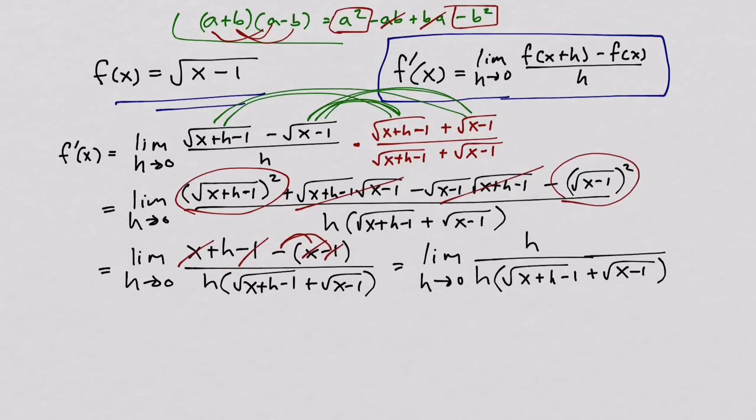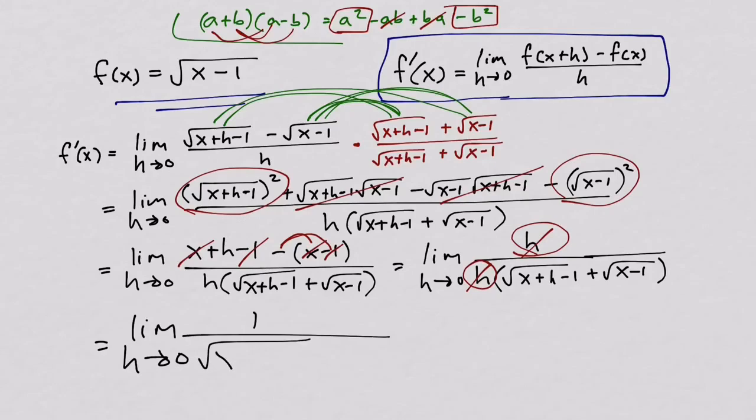Now we can clearly see that the h's are common factors in the numerator and denominator, and they cancel each other out. And so I can write this as the limit as h goes to 0, I haven't taken the limit yet, of 1 divided by the square root of x plus h minus 1 plus the square root of x minus 1. And so there's still an h in the denominator, but it's added to other things. And so if we send this h to 0, it doesn't make the entire denominator disappear. And so at this point I can evaluate the limit.